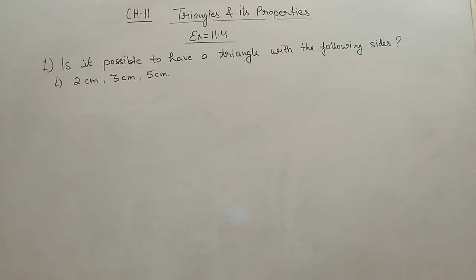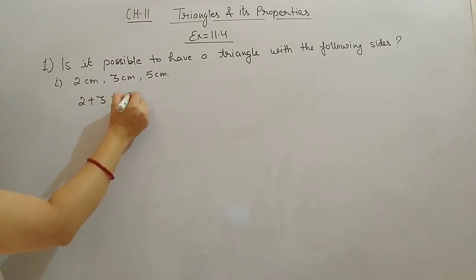Now we will start exercise 11.4. Question number 1. Is it possible to have a triangle with the following sides? The sides given here are 2 cm, 3 cm and 5 cm. First we will check which two sides are the smaller sides. So 2 and 3 are the smaller sides. We will add these two sides: 2 plus 3 comes to 5.